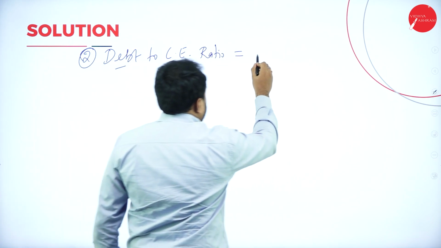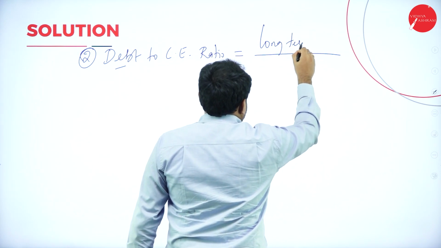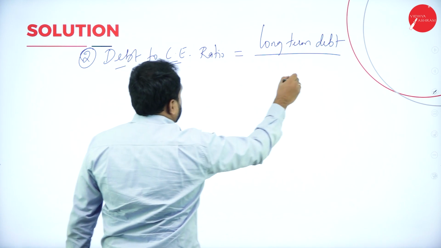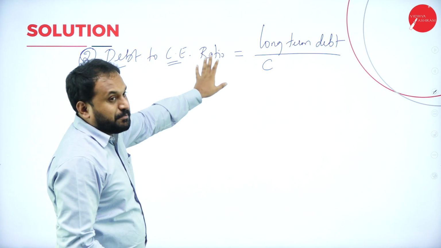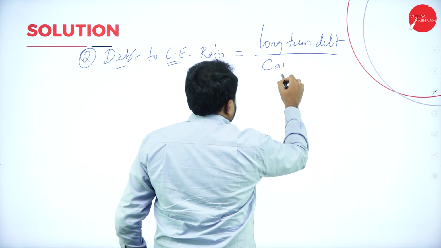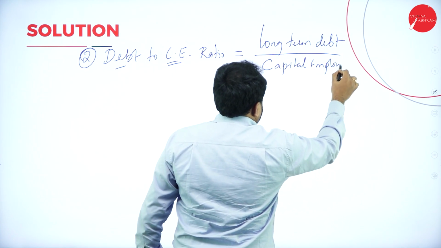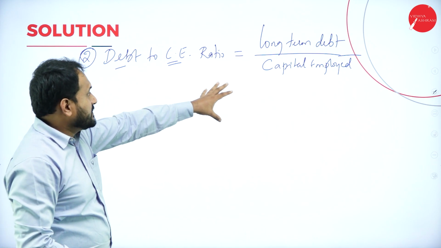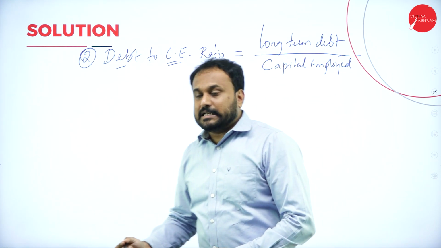Debt, in the sense, go with numerator, denominator. Long-term debt divided by, next is mushroom manchuri. What is this called? We call this capital employed. So here we will write capital employed. Done. So this is what we are supposed to understand. See, long-term debt by capital employed, if you go with this, that is what the answer is.